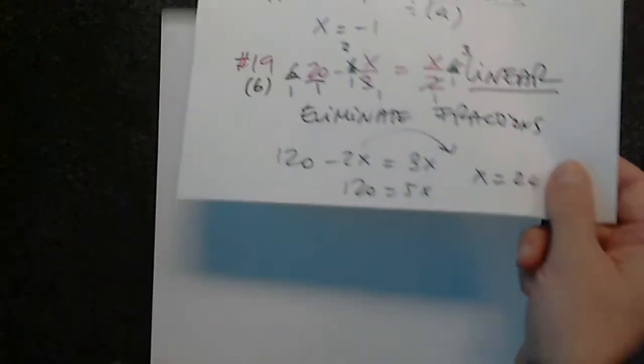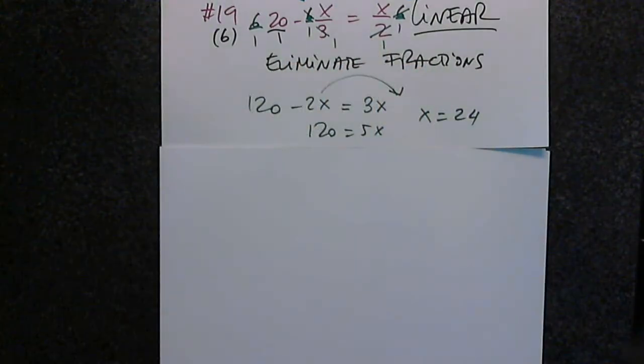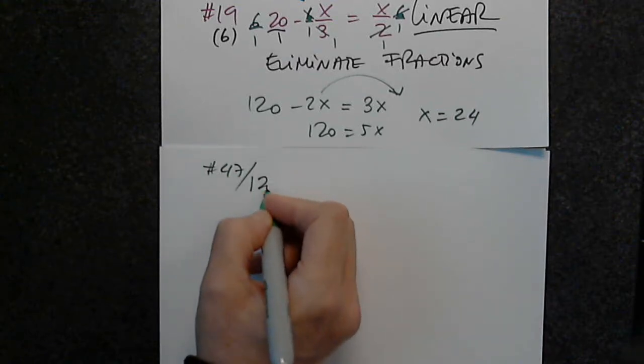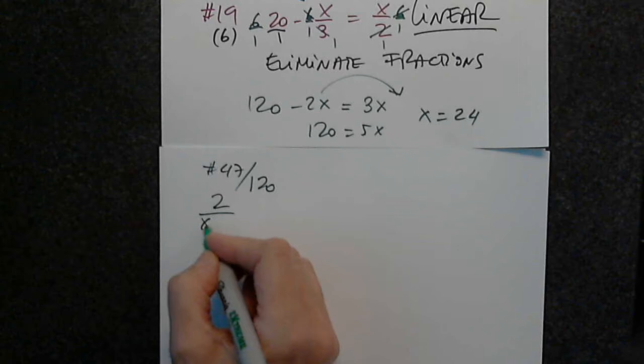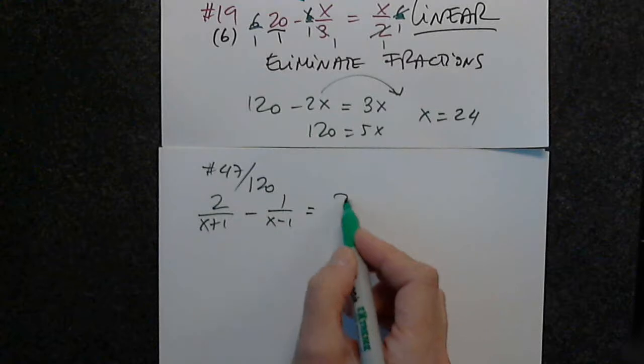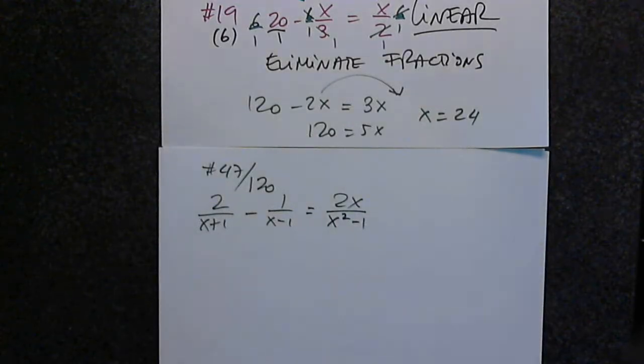So this was linear equations. Topic of solving linear equations. Now let's look at something else. Like for example, 47, say page 120. Let's say 2 over x plus 1 minus 1 over x minus 1 equals 2x over x squared minus 1. And now you will see the first major application of factoring, solving rational equations.